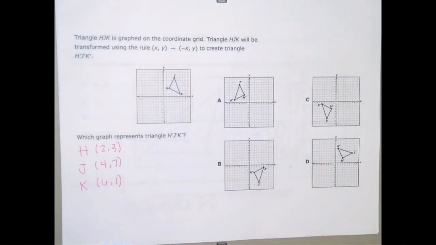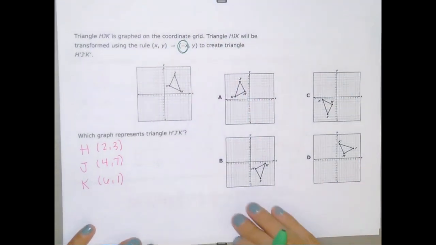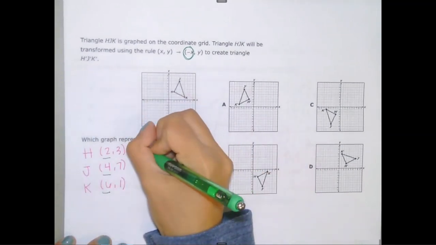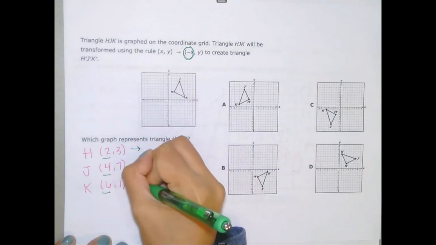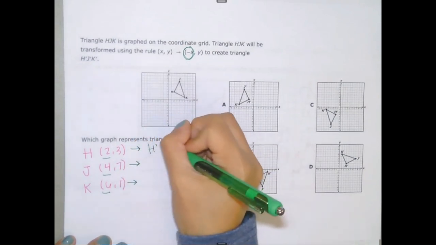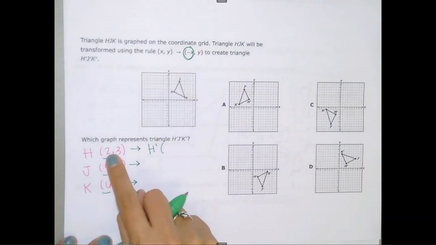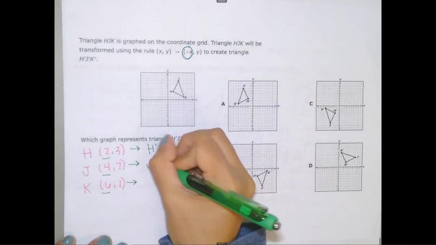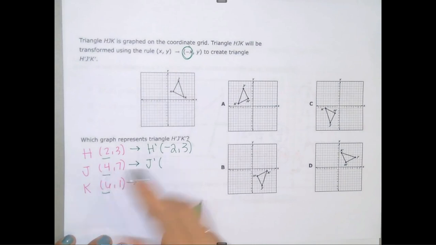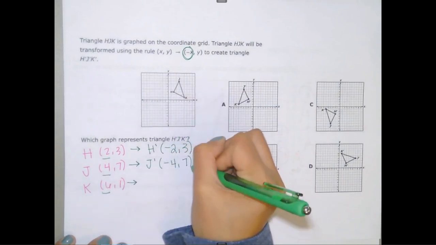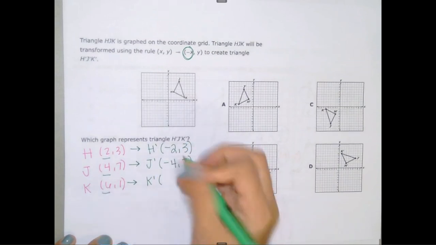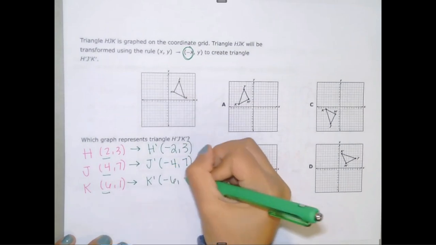Now I'm going to do what the rule says. So the rule says negative x, y. So I want to do the inverse of my x's. So 2, 4, and 6. To get my new coordinates, I need to do an inverse. So H prime, the inverse of positive 2 would be negative 2. Y stays the same. For J prime, the inverse of a positive 4 is a negative 4. And for K prime, the inverse of a positive 6 is a negative 6, and the 1 would stay the same.